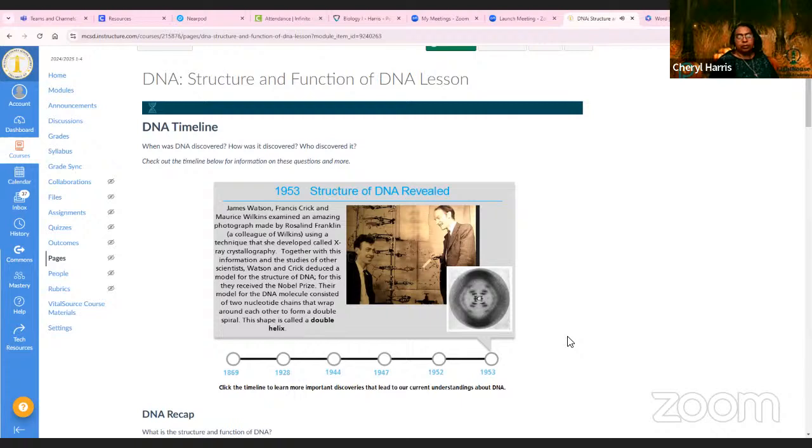Their model for the DNA molecule consisted of two nucleotide chains that wrap around each other to form a double spiral. This shape was called a double helix.